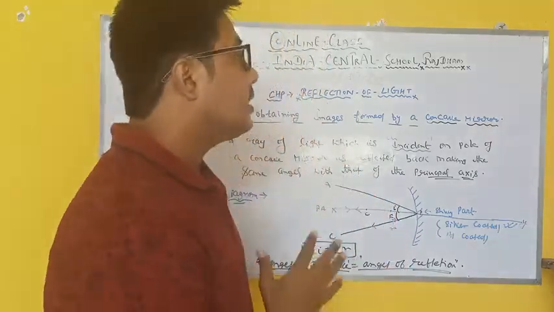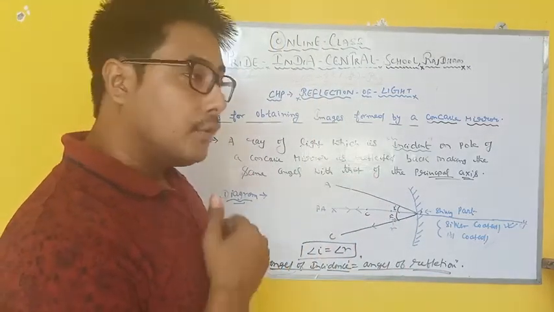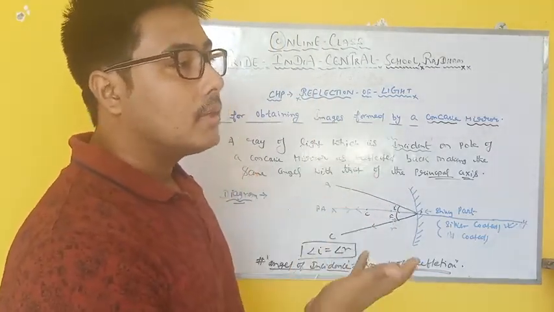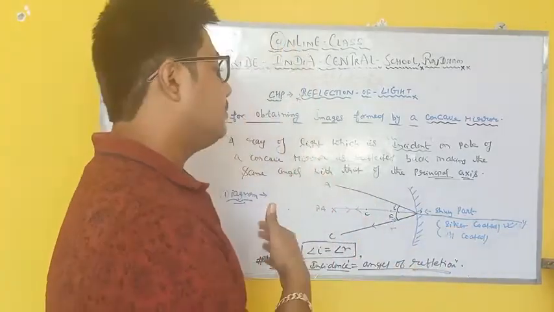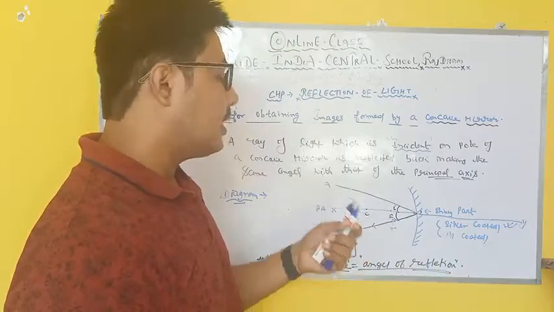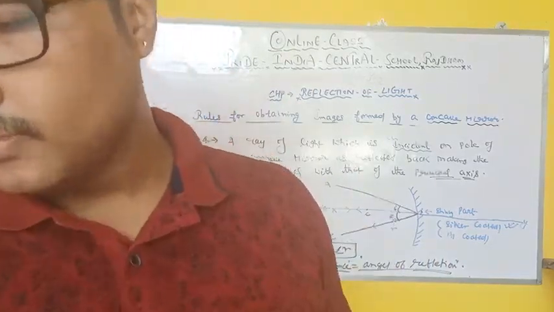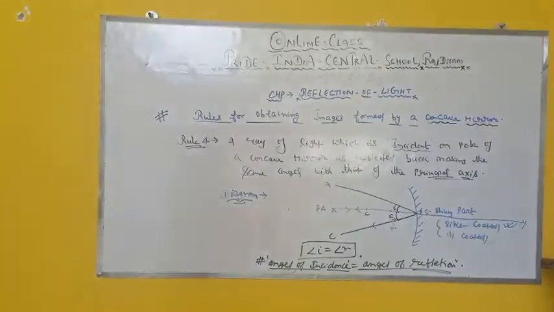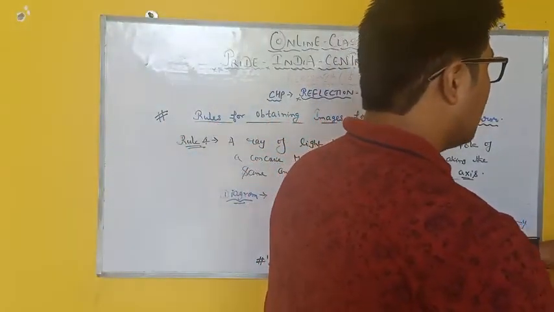I think these are the basic rules that we need to know before we know how the images will be formed when the object is kept at different places. Okay, so next we will study the formation of image on a concave mirror.